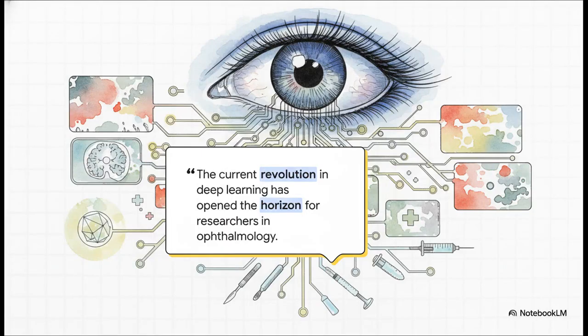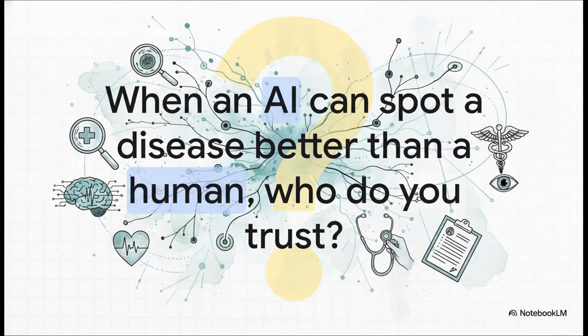And look, don't just take my word for it. As researchers in the field put it, this isn't just a small step forward. This deep learning revolution is opening up a whole new world of possibilities for how we diagnose diseases and take care of patients. And all of this leaves us with a really fascinating and maybe even a little bit scary question for the future. As these AI models get better and better, sometimes even more accurate than human experts, how do we weave them into our lives and our hospitals? The technology is here, and it's making us think really hard about what expertise and trust even mean anymore.